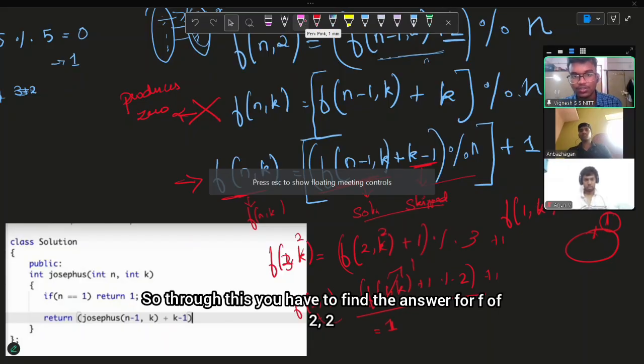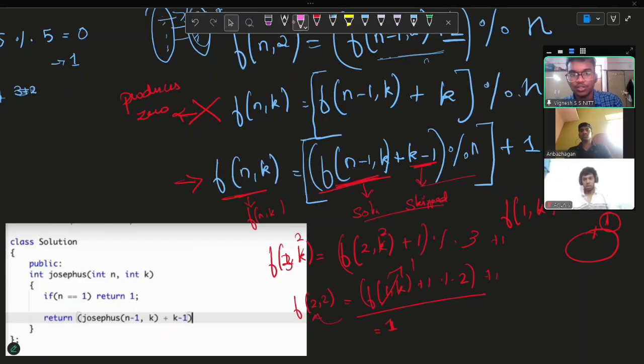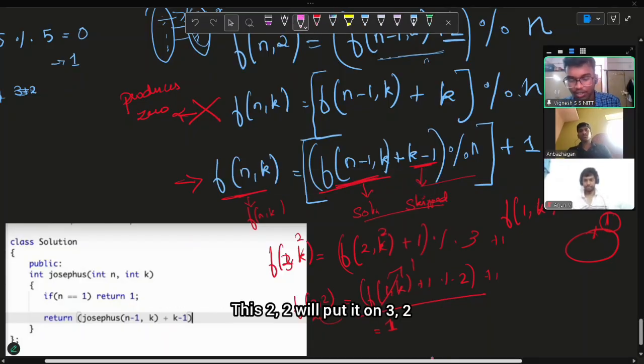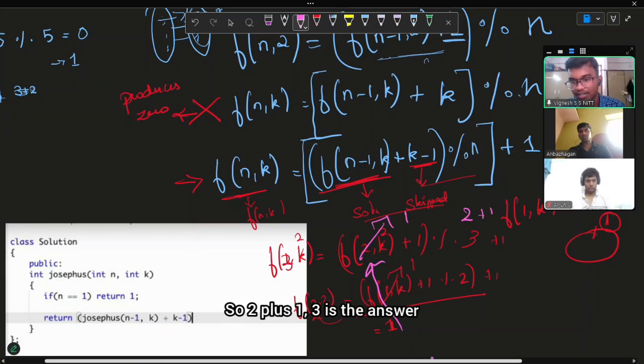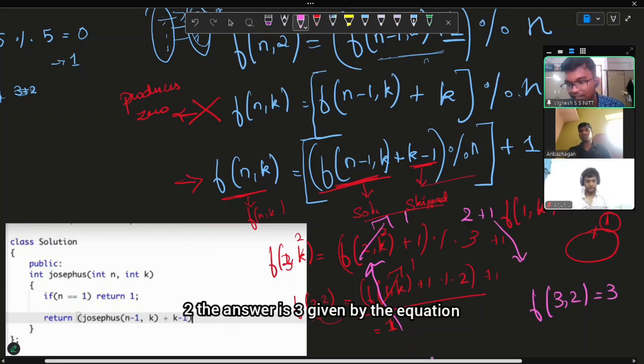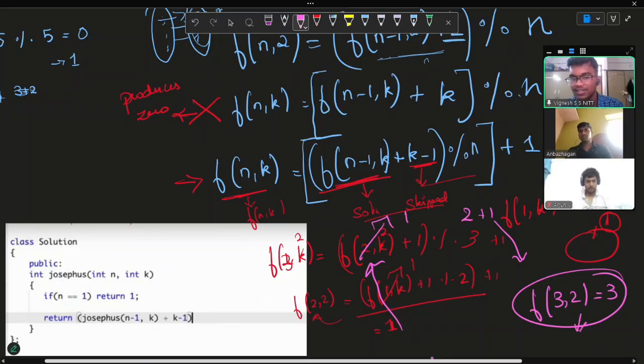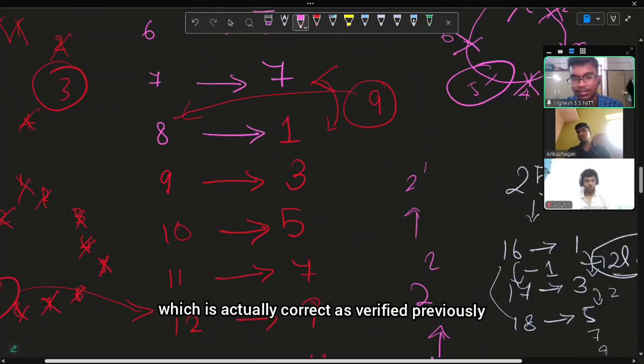So through this, we have found the answer for f of 2 comma 2. This 2 comma 2 we will put into 3 comma 2, the older equation, and it is 1 plus 1 modulo 3 is 2. So 2 plus 1, 3 is the answer. So now you know that f of 3 comma 2, the answer is 3, given by the equation which we found out, which is actually correct as verified previously.